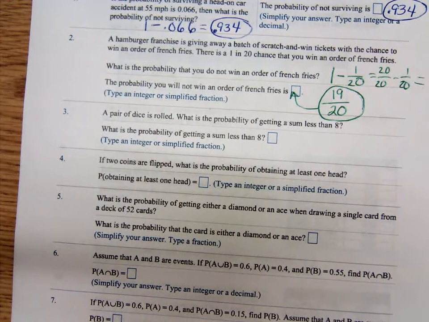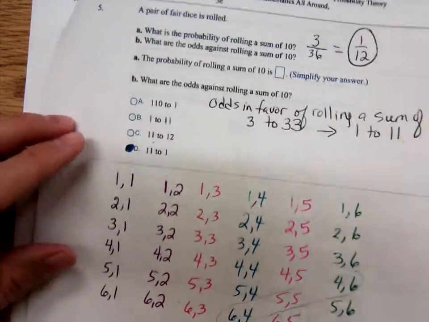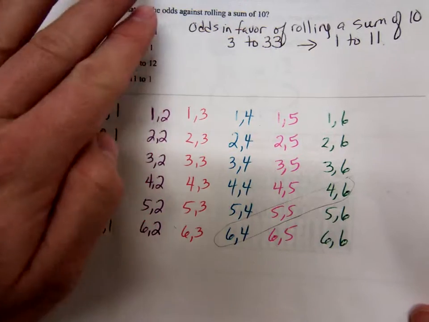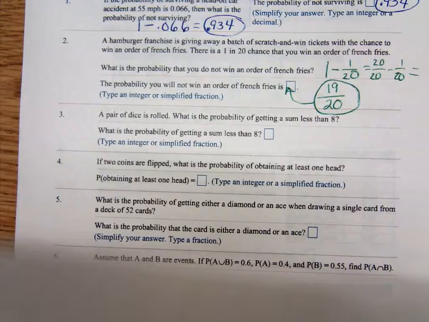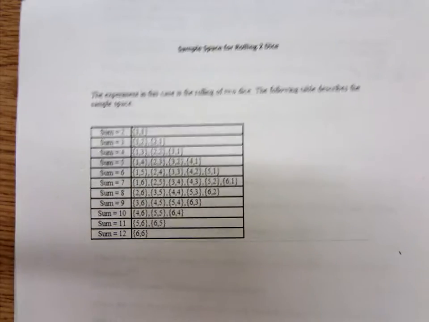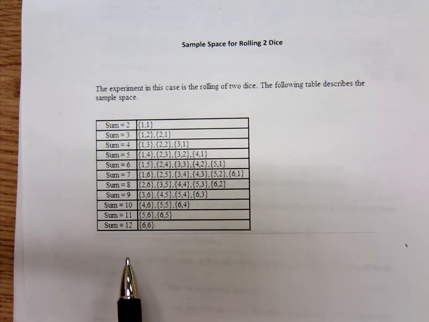Number 3, a pair of dice are rolled, and let's see, what's the probability of getting a sum less than 8? Okay, the last time we did a problem with a pair of dice, and I wrote out all the outcomes. I also referred you to a table that's in, I believe, View an Example, maybe even in the book, which is even nicer, where it's written out like this.